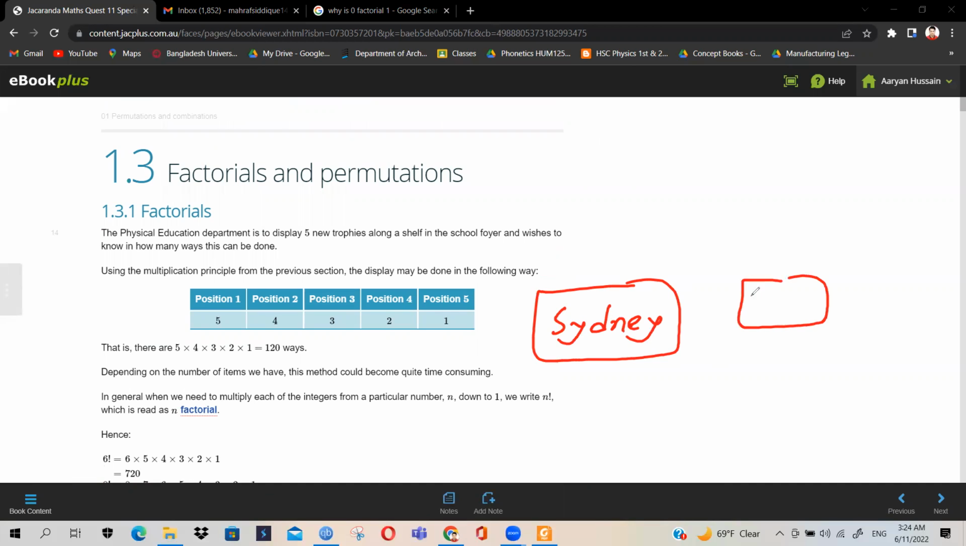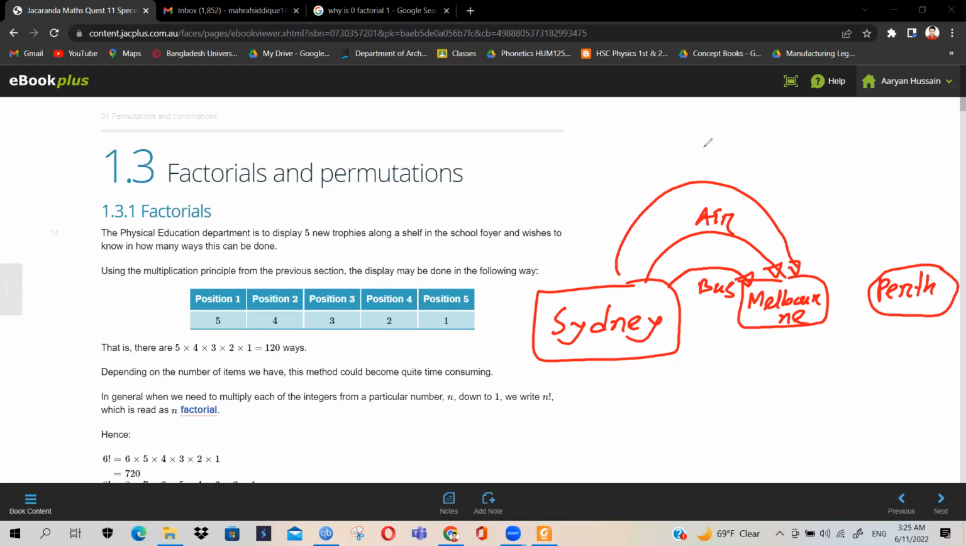And there is Melbourne. And there is, say for instance, Perth. Now there is no way that you could go to Perth directly. So there are 3 ways to get to Melbourne. You could go by bus, you could go by air, or you could go by train or subway. From Melbourne to Perth, you could go in 2 ways, that is bus and air.